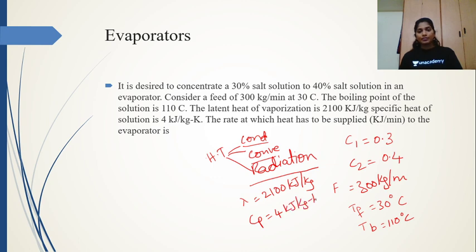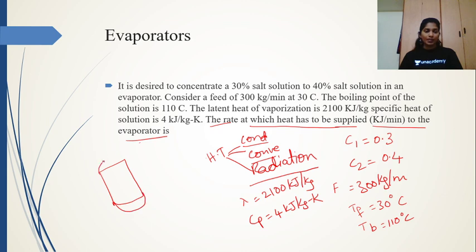kg Kelvin, right? He is asking about the rate at which heat has to be supplied, in kilojoules per minute, to the evaporator. First of all, if you consider an evaporator, you will provide feed over here, the feed inlet section, and the product will be collected over here. Let's consider the feed as F naught. And here you will be giving the steam, right? So this is the process.